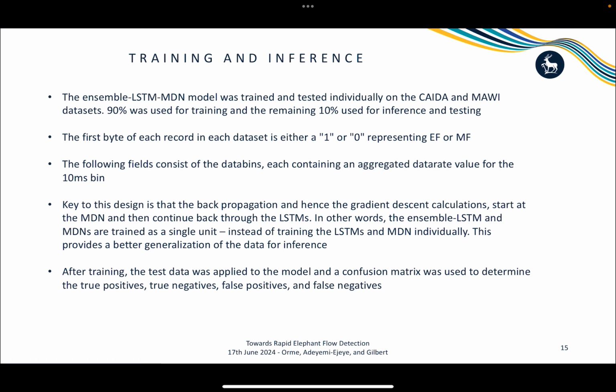A binary cross-entropy loss function was used during training by comparing the feed-forward output of the entire model to the ground truth of the training set. The loss value was then used to determine the gradient descent value for the backwards propagation to update the weights and biases within the neural networks that formed the LSTMs and the MDN.